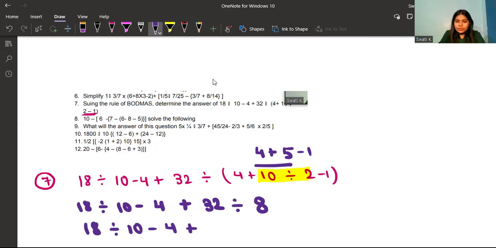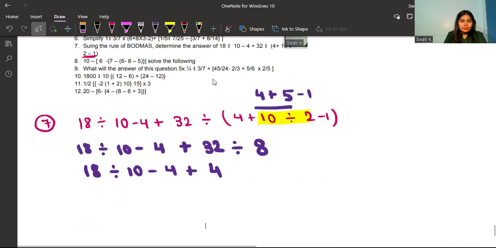Leg division sign. So you can solve any one of them. So what is 32 divided by 8? It is 4. And what is 18 divided by 10? If you simplify this, it will become 18 by 10 minus 4 plus 4. Let's write down as it is. Now what's the answer of 18 by 10?